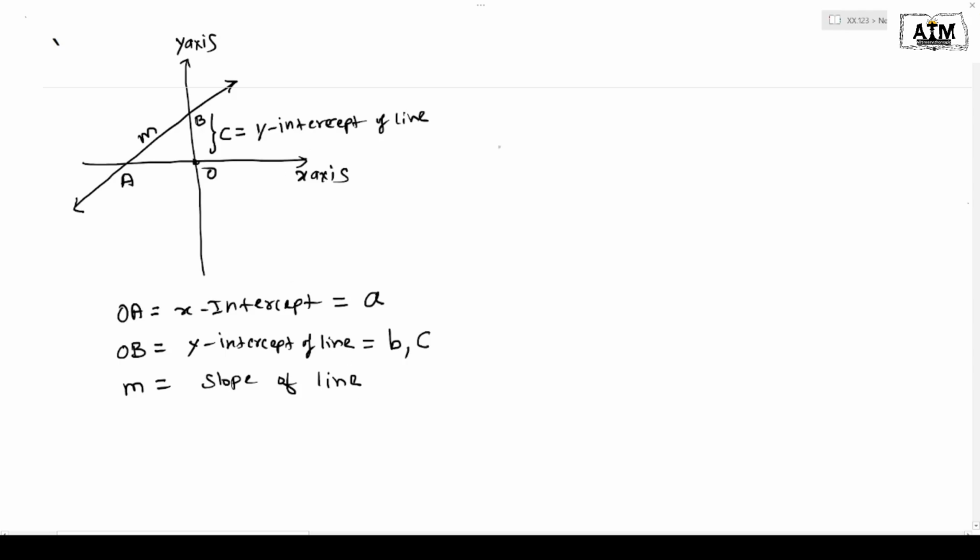Now, how do we write down the equation of the line? The equation of the line can be written as y equals mx plus c. So here we are using the slope of the line and the intercept of the line to write down the equation of the line. Therefore, this equation is called slope-intercept form. Let us understand this with the help of some examples.